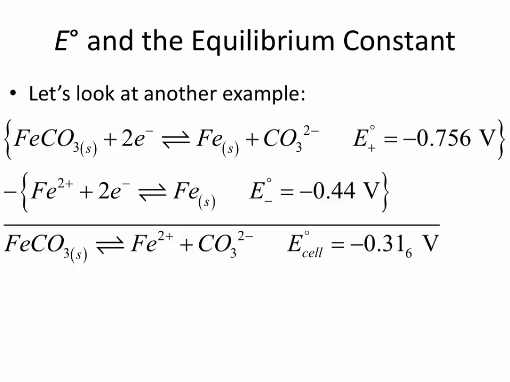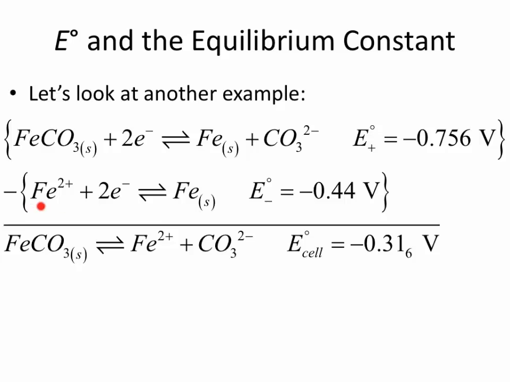So our iron is iron 2 being reduced to iron 0, elemental iron. We still have our carbonate left over. The E naught plus there is negative 0.756 volts. And then we also have our iron 2 plus being reduced to solid iron. There we have an E naught minus of negative 0.44 volts.